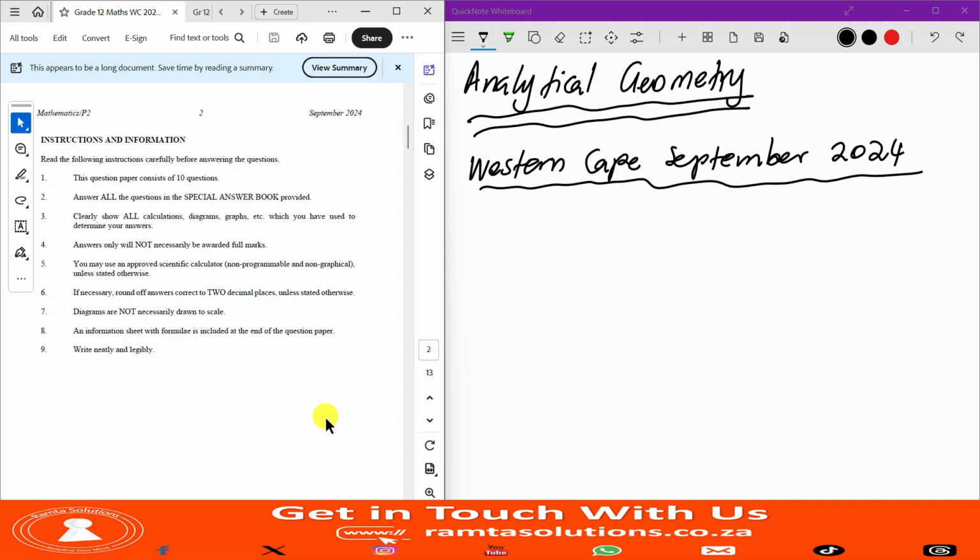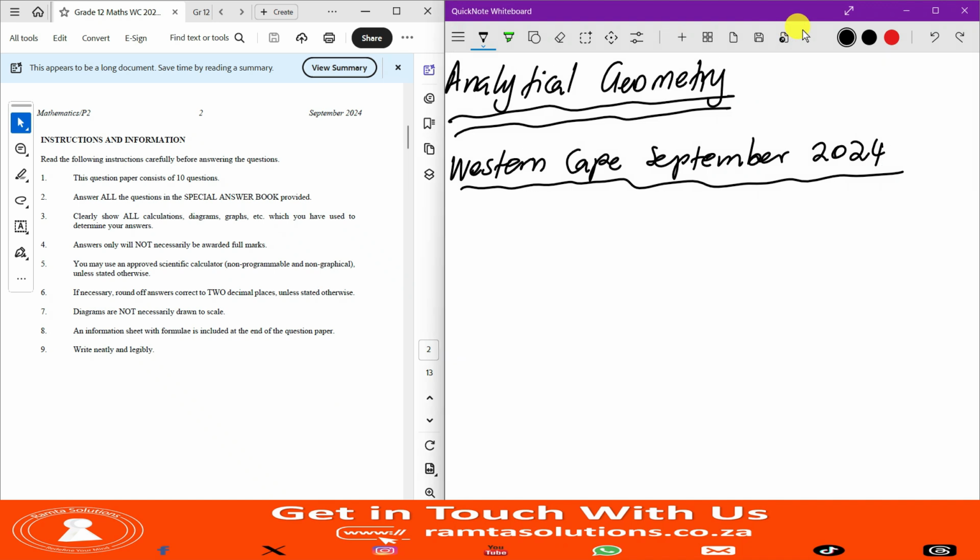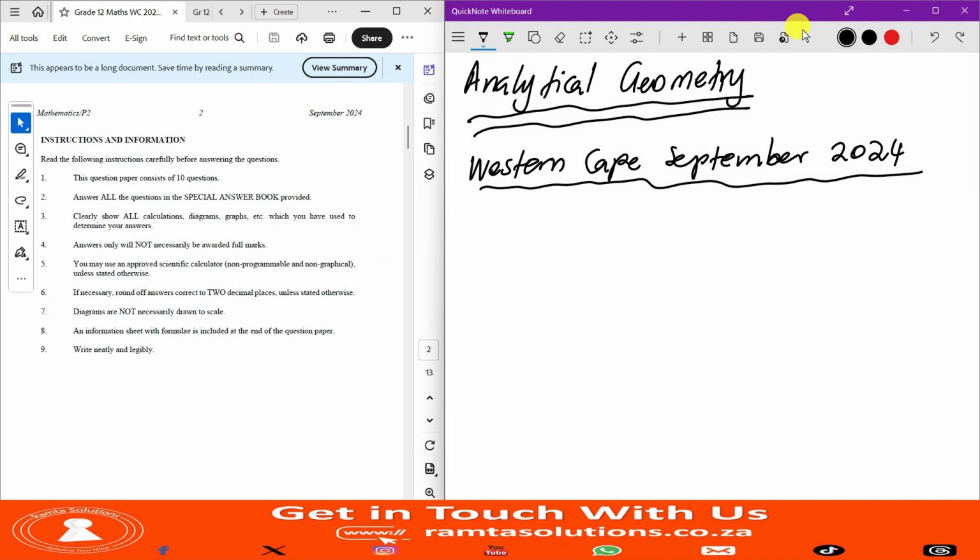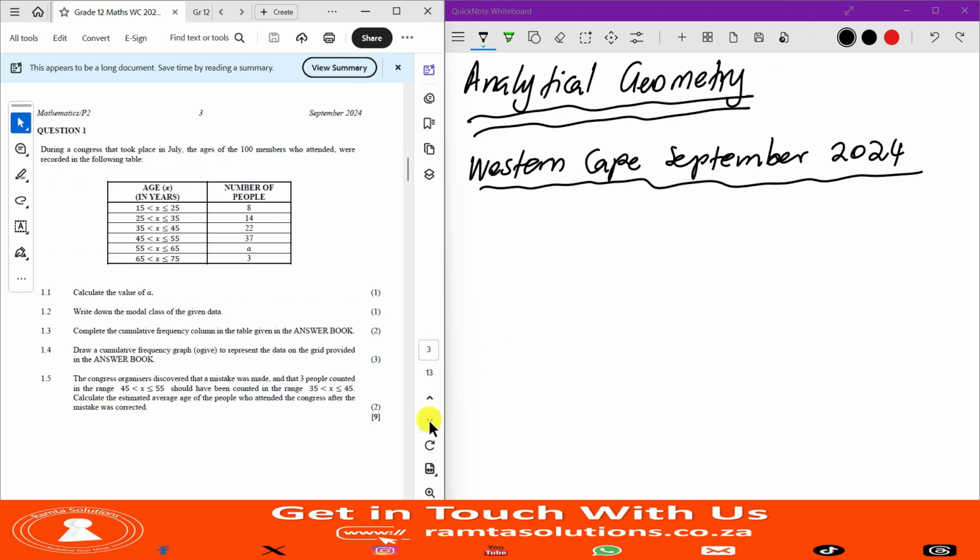The section that we are doing today has a lot of diagrams, so it's important to note that they are not drawn to scale. So do not try to measure lines to get distance. Okay. And if you happen to forget your formulas, an information sheet has formulas at the end of the question paper. And more importantly, write neatly and legibly. So let's head to our questions now.